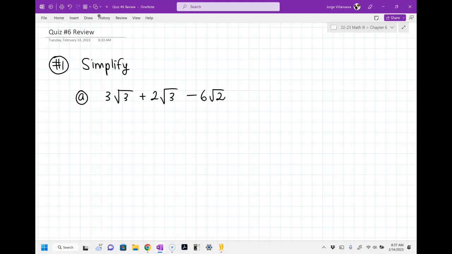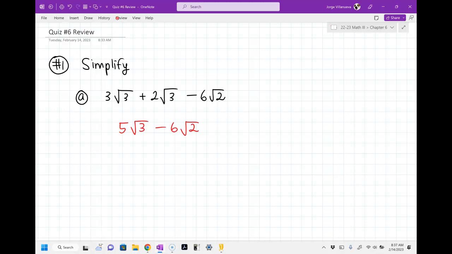So 3 square root of 3 plus 2 square root of 3 minus 6 square root of 2. So you got to just combine these things, right? Remember, you can add things that are like roots, like radicals. So I do have two of them, the square root of 3 and the square root of 3. So I can put those together. So 3 square root of 3 plus 2 square root of 3, that's going to give me 5 square root of 3 minus 6 square root of 2. Now, the square root of 3 cannot be simplified anymore, and the square root of 2 cannot be simplified anymore. So since they are not like radicals, then I just leave it like that, okay?